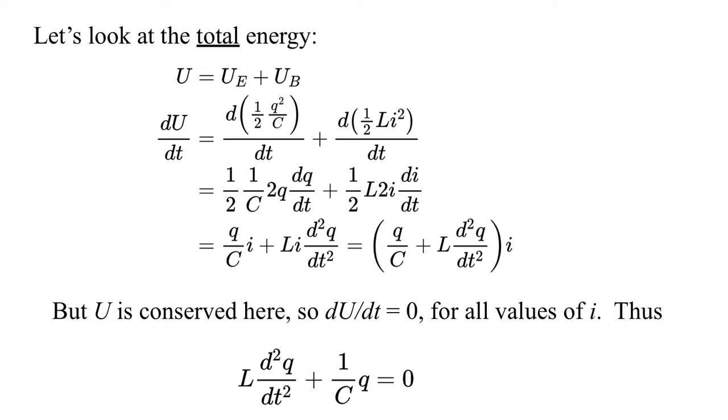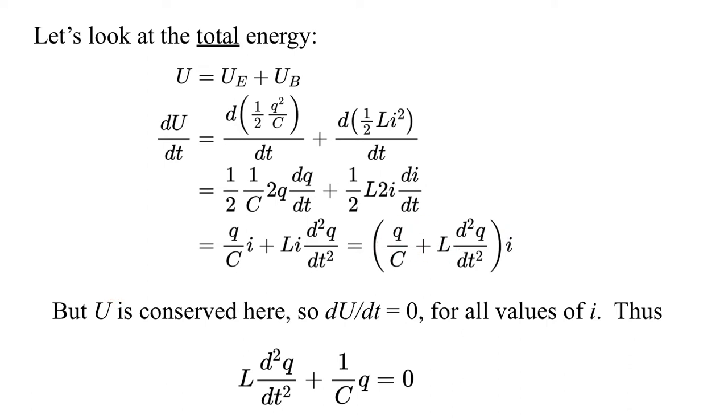And so we have the 1/2 cancels the 2, I have q over C, and I have I. 1/2 cancels the 2, I have L times I, and then the second derivative of q with respect to t squared. I can factor out these I's, and I get that dU/dt is q over C plus L d squared q/dt squared, all of that times I.